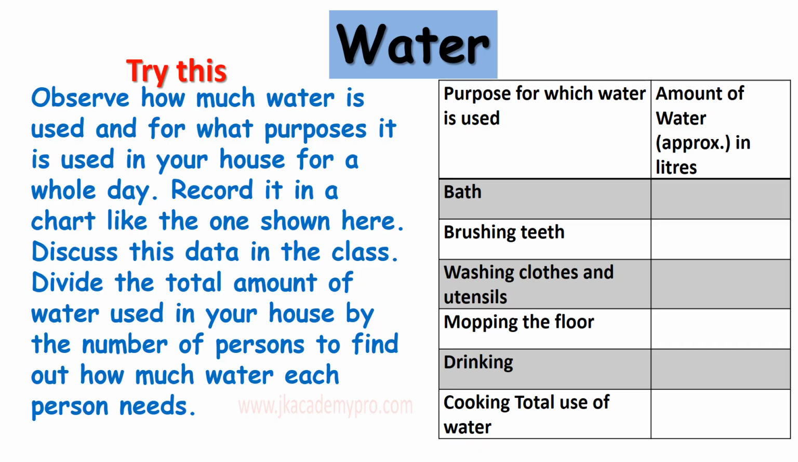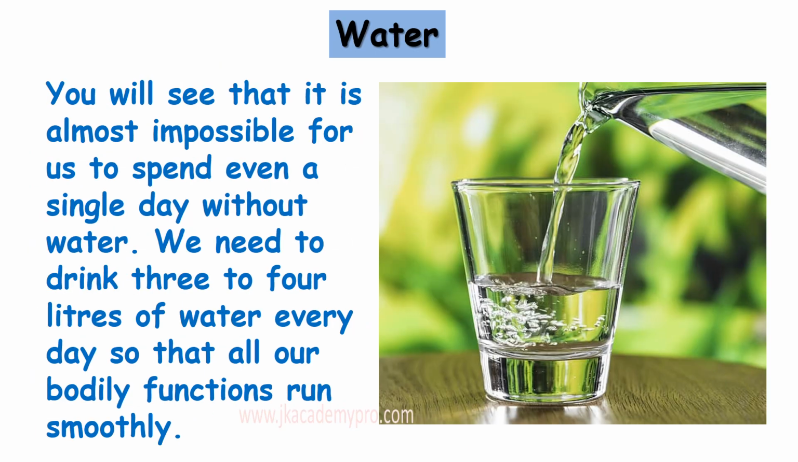So all the students collect and discuss how much water was used for the various purposes in each one's house. Now divide the total amount of water used in your house by the number of persons in your house to find out how much water each person needs. By the previous activity, we will see that it is almost impossible for us to spend even a single day without water. We need to drink 3 to 4 liters of water every day so that all our bodily functions run smoothly and we don't fall sick. So, our body requires a lot of water during the day.